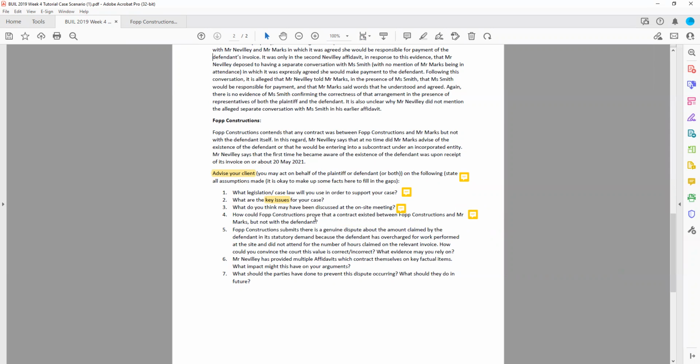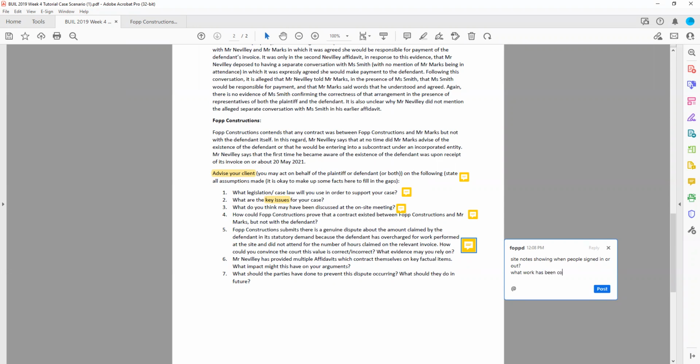FOP Construction submits there is a genuine dispute about the amount claimed by the defendant in its statutory demand because the defendant has overcharged for work performed at the site and did not attend for the number of hours claimed on the relevant invoice. So we know there's an invoice, there's some evidence. How could you convince the court this value is correct or incorrect? What evidence may you rely on? So this is a multifaceted question. And what here you need to do is break down the issues in this question. So we believe there's overcharging. We know that they don't think that they attended work for the number of hours claimed. Do we have anything here? Is there any site notes showing when people signed in or out? And this is why often project managers will have a log, and you have to sign in and sign out every time you come to site. It's a safety consideration, but also great when it comes to claiming invoices.